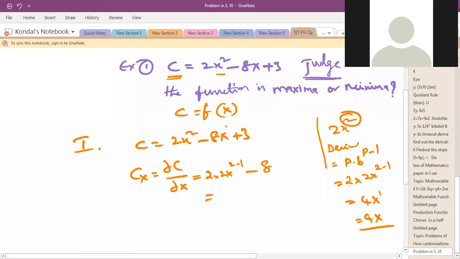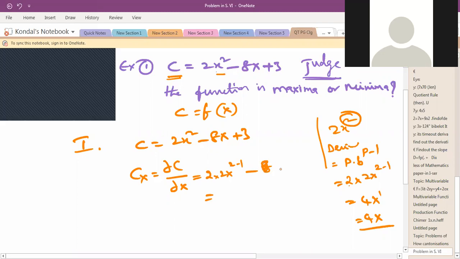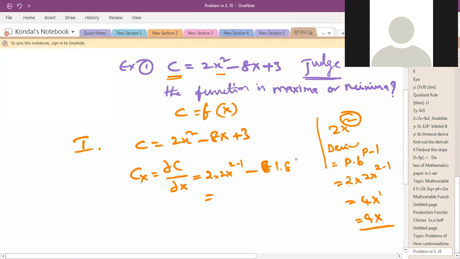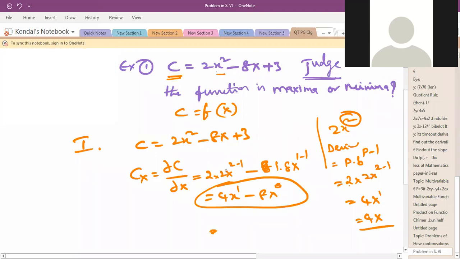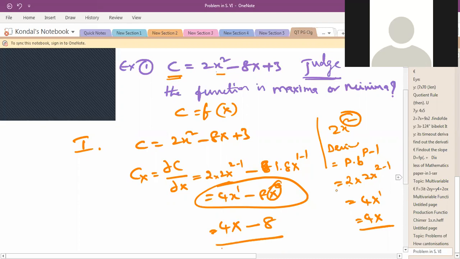Here 1 is the power value. For example, 1 into 8, 8x to the power 1 minus 1, which is 0. Generally we cannot do it like this, but in order to understand I'm saying, generally we can do 2 into 2 is 4x, 2 minus 1 is 1, so we take 4x. Then 1 into 8 is 8, x to the power 1 minus 1 is 0. When x power is 0, we cannot take the x value, therefore we take only 8. Have you understood?